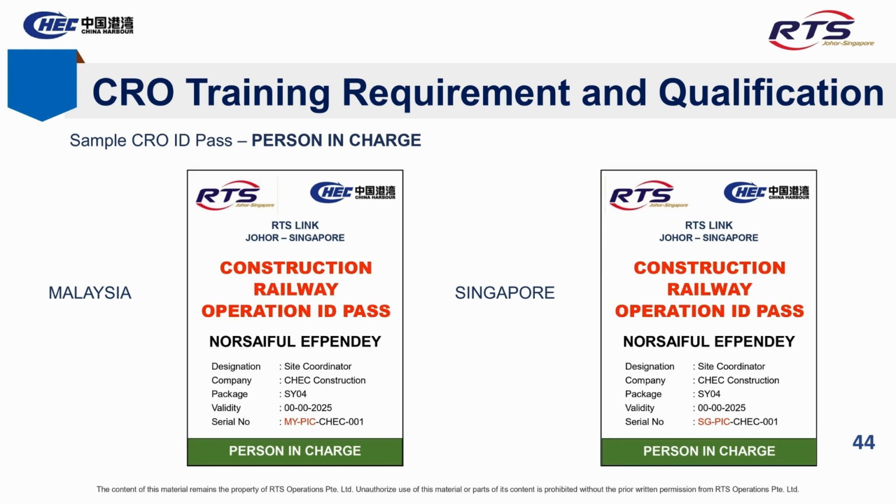Slide 44, PC ID Pass, Malaysia and Singapore. This is the official CRO ID pass for persons in charge. Green bar indicates PC role, issued separately for Malaysia and Singapore zones.